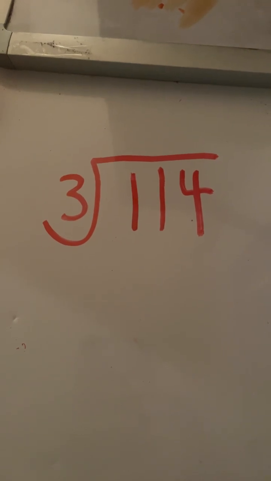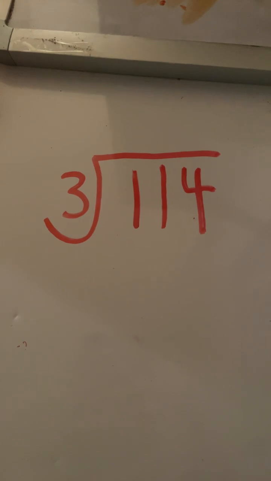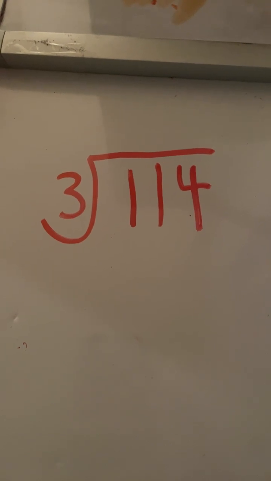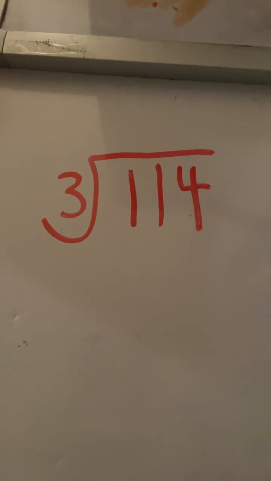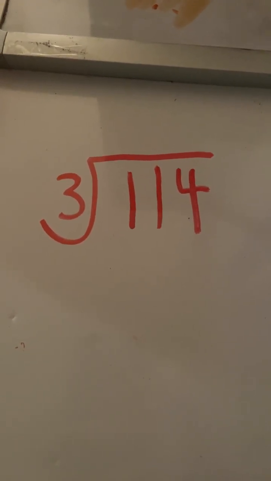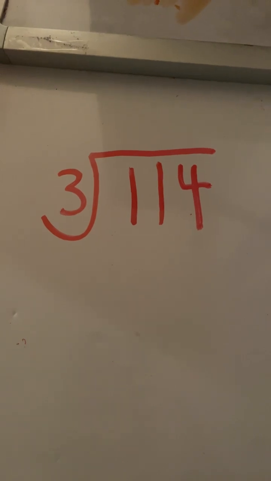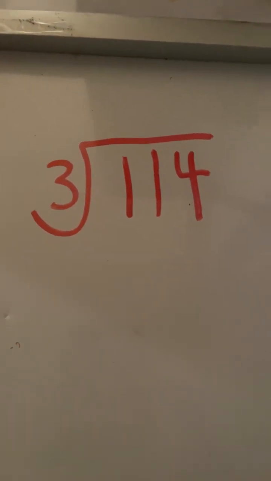So this video is going to focus on long division. Our model problem is 114 divided by 3. So we're going to start out by looking for the number within the number. We want to divide by the smallest digit possible. And the rule is that the number inside the square that we start with has to be equal to or bigger than the number outside the square.